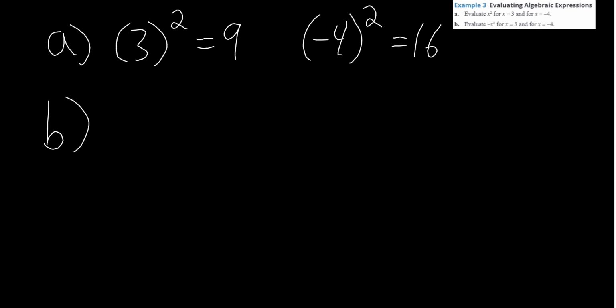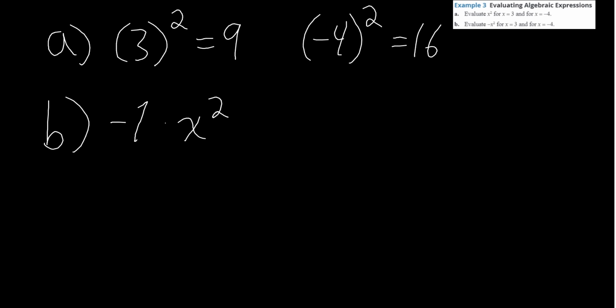B, we have a negative x squared. Okay, so this is a little different. First let's rewrite this as a negative 1 times x squared, because we don't have the negative inside of parentheses. But anyways, kind of the same procedure.